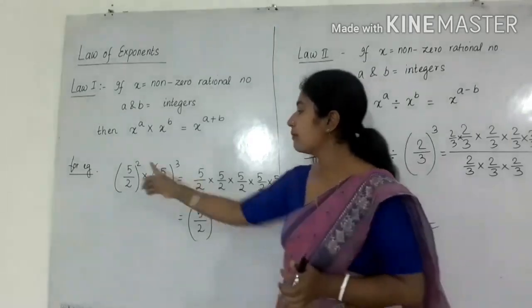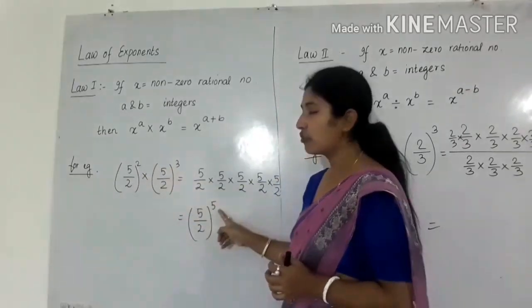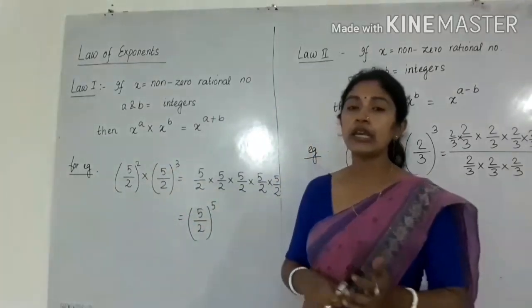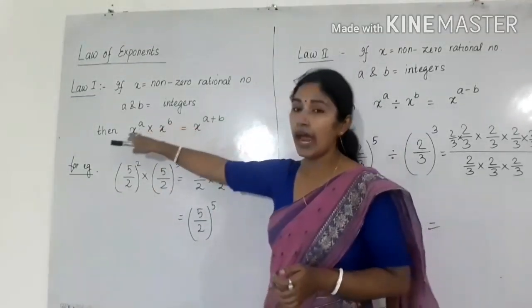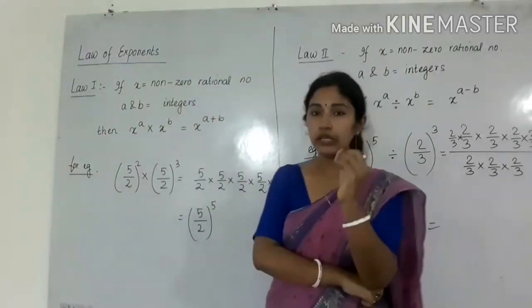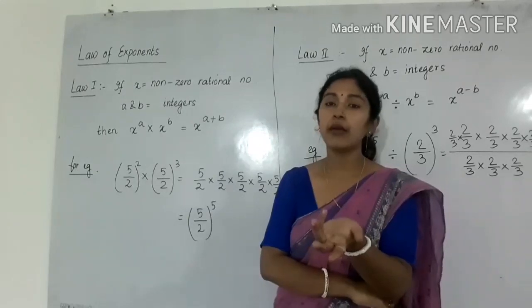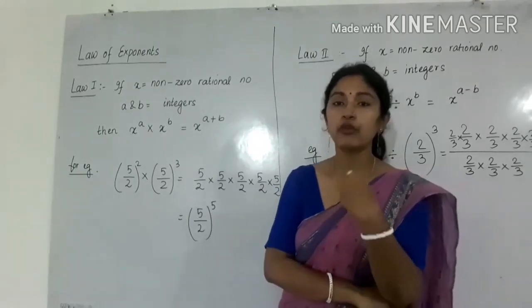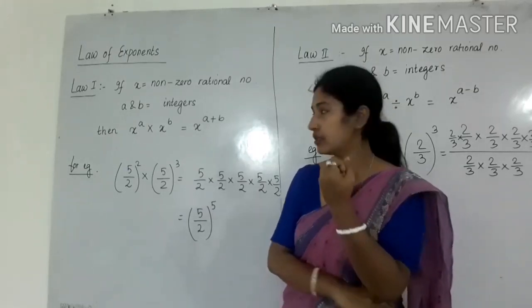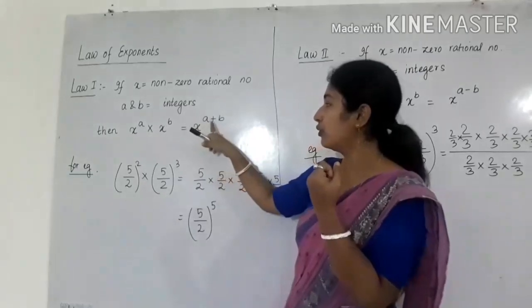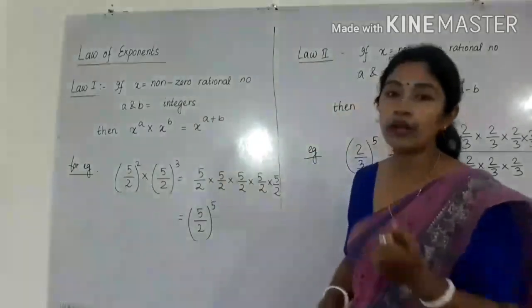That means, here the powers were 2 and 3, and if we add 2 and 3 we get 5. So whenever we are doing multiplication, the powers get added. You have to keep one thing in mind: the base should be the same, the powers may be the same or different, but we have to add the powers. Whenever the base is the same, we add the powers. So in case of multiplication, you write addition in the power. This is law 1.